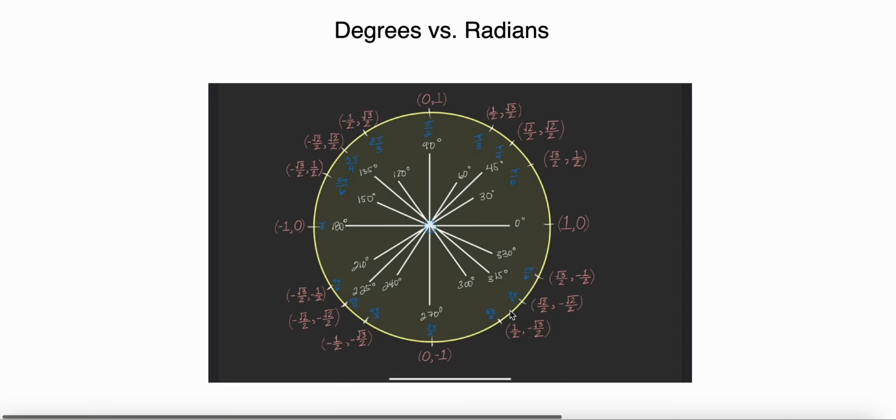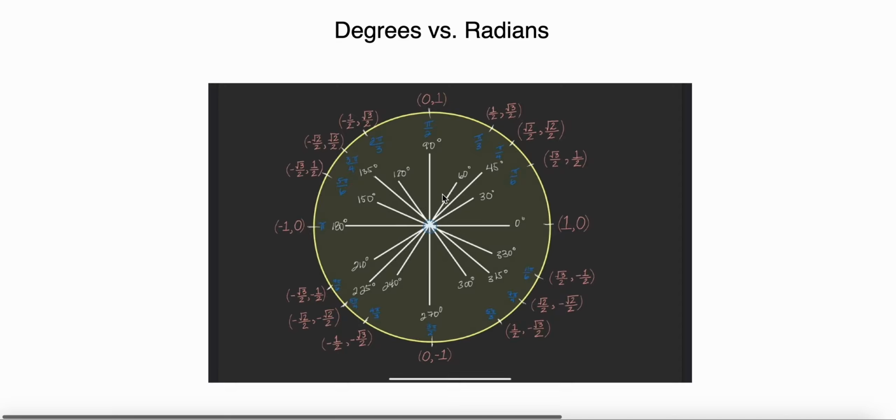Here around the circle we have the different angle measures listed both in degrees and radians. Degrees and radians are two different ways to measure angles. If we go around this, we notice that right here is 45 degrees, this is 90 degrees, this is 180 degrees, 270, and then all the way around the circle would be 360 degrees.